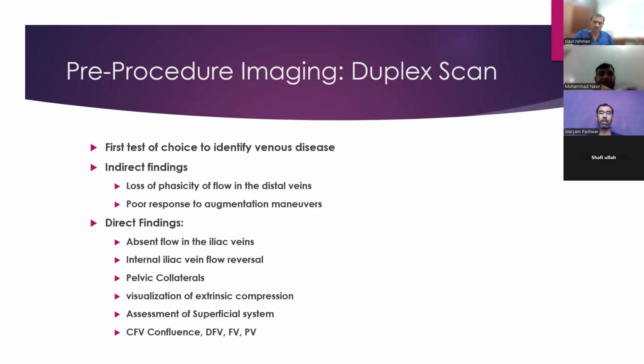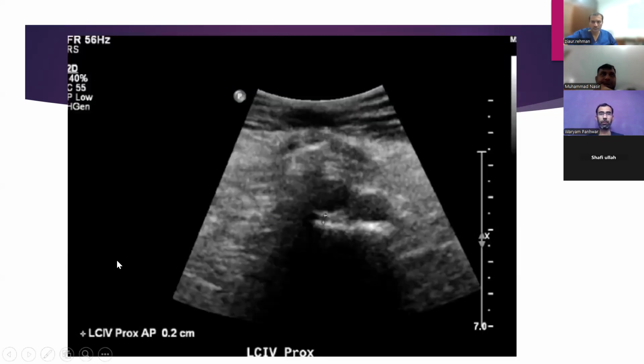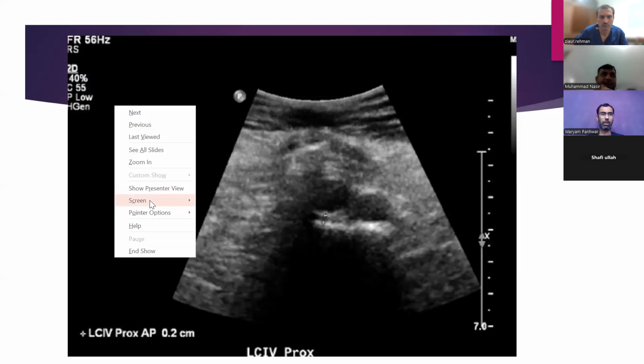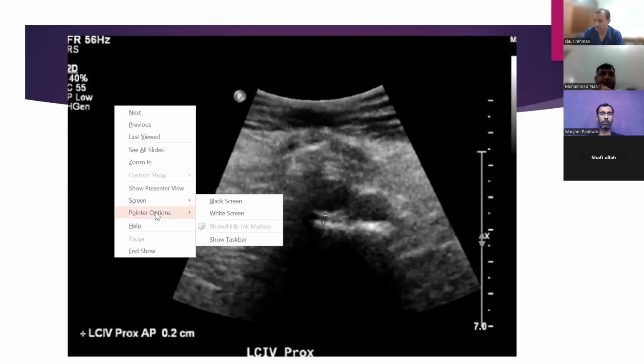So we can assess the common femoral vein confluence, and then the deep femoral, profunda, popliteal, and femoral veins can all be assessed on ultrasound. So ultrasound is the most important investigation in venous diseases. Here we can see the external compression.